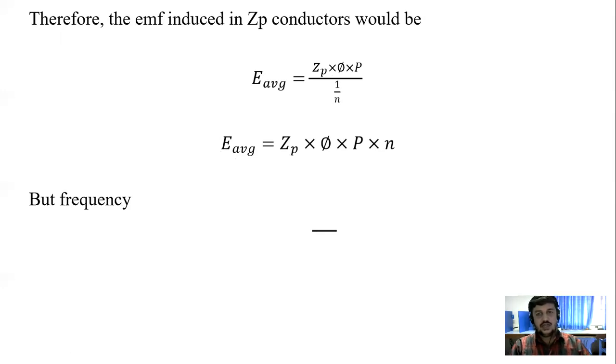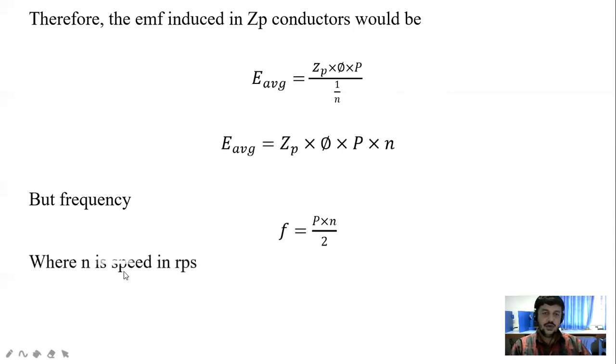But frequency is given as, okay, so we know that the synchronous speed is equal to 120 f divided by p when n is in rpm. If that is written in rps, then that is equal to 2f divided by p. So from that relation we can calculate frequency as f equal to p into n divided by 2, where n is the rotor speed in rps. So from this we can find the value of p into n as 2f. So here p multiplied by n is equal to 2f.